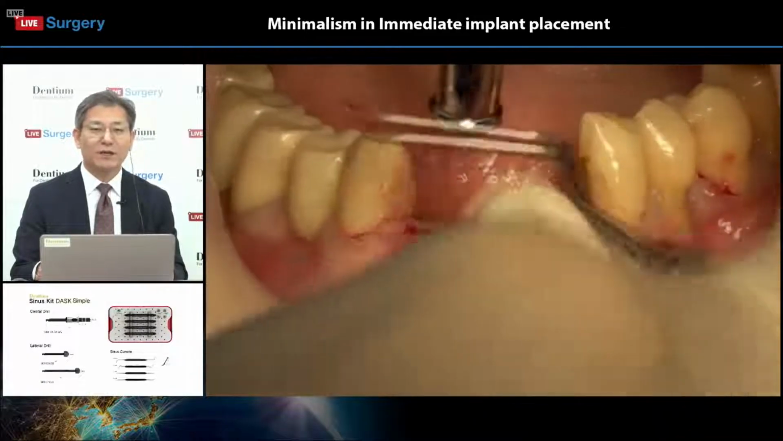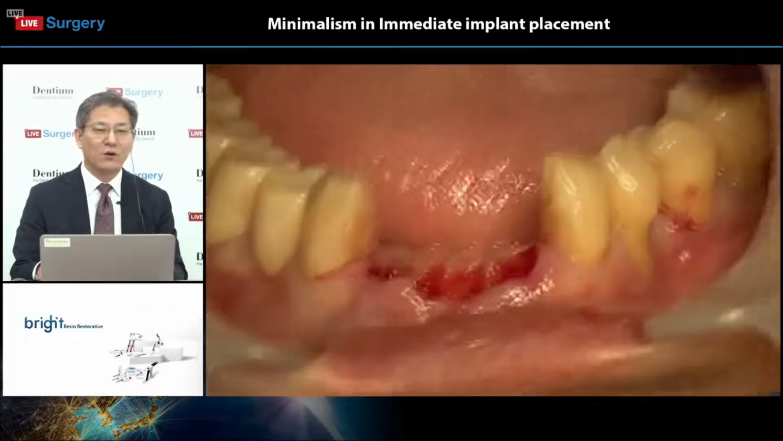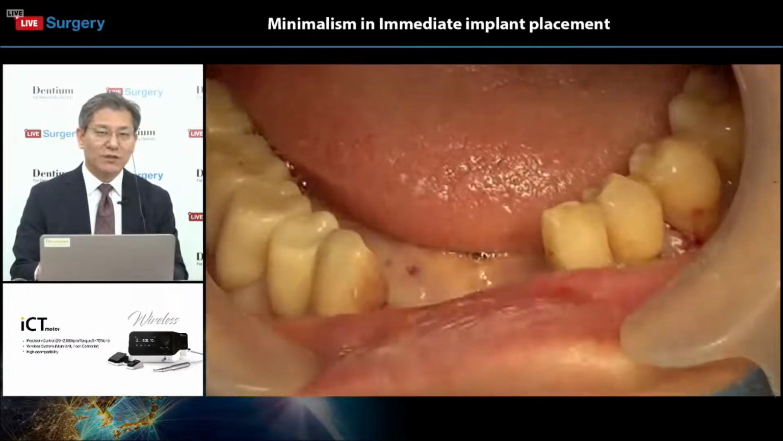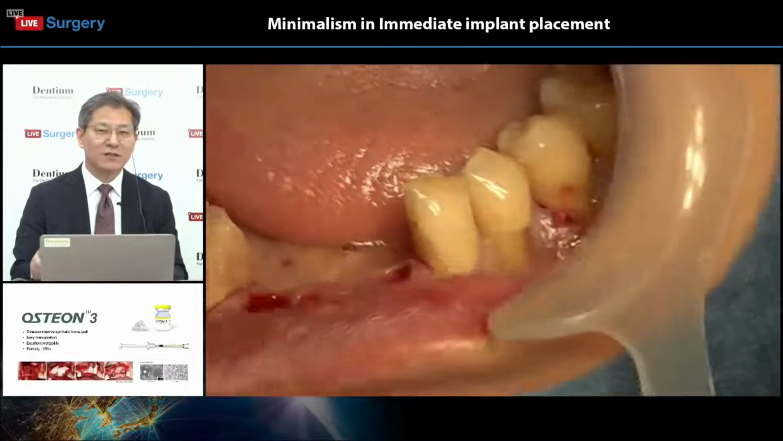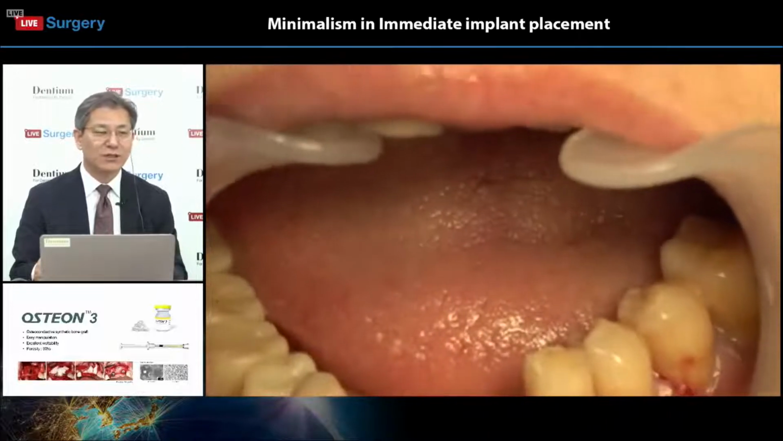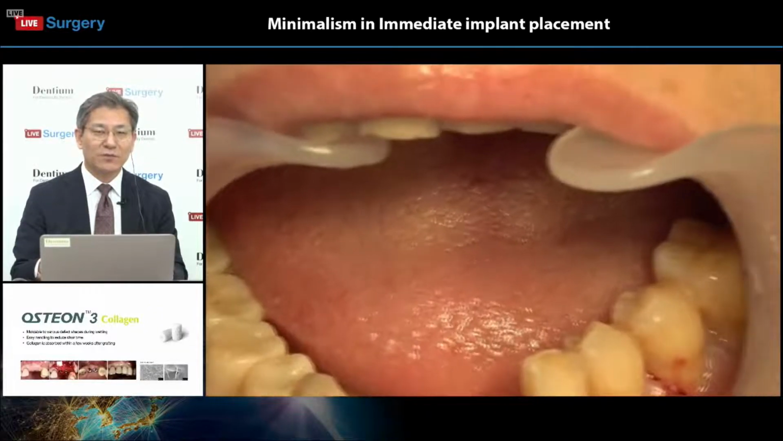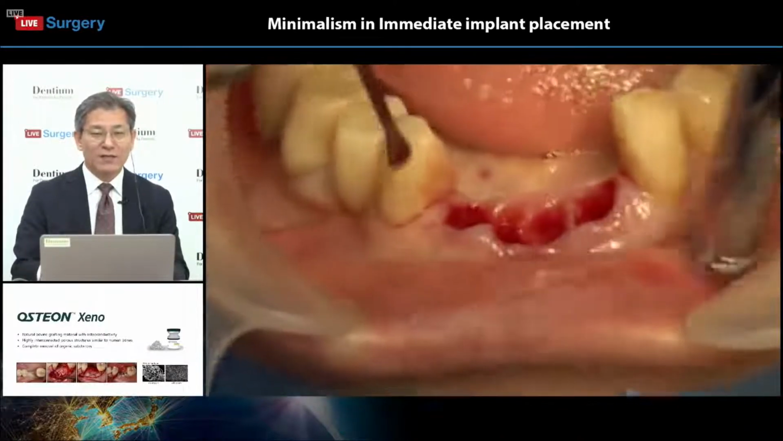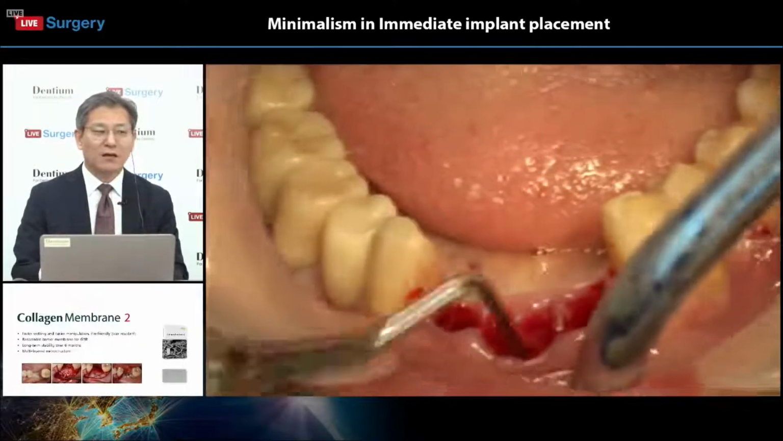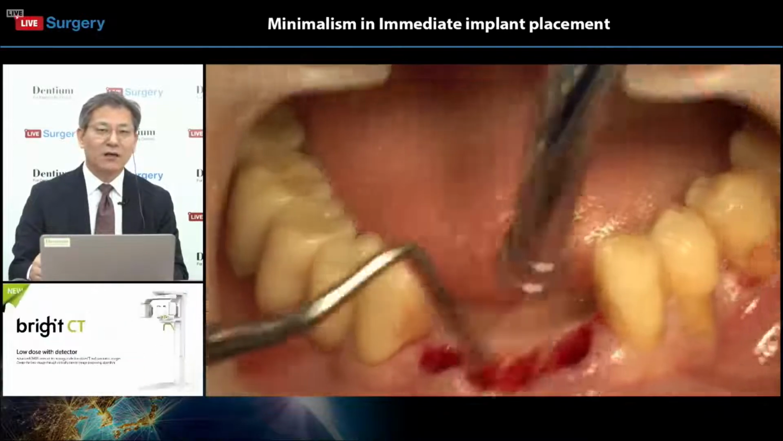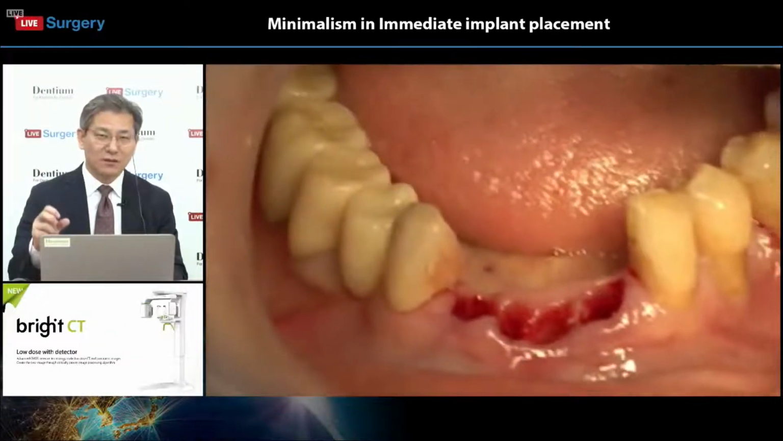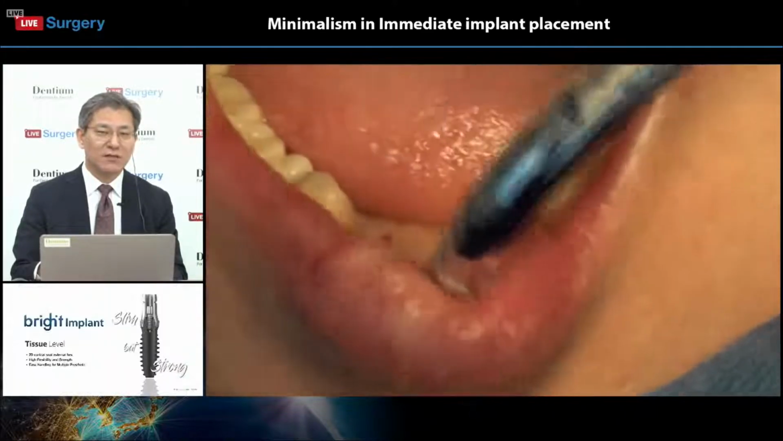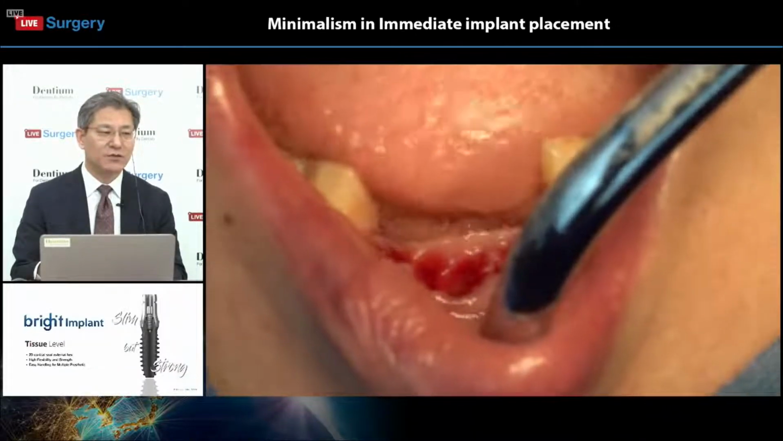When you have immediate implantation, as you know, all the granulation tissues must be thoroughly removed before starting the drilling or any other implantation procedure. Because of the periodontally compromised areas, the pathogen can always remain. So thorough removal is an essential part before the implantation procedure.